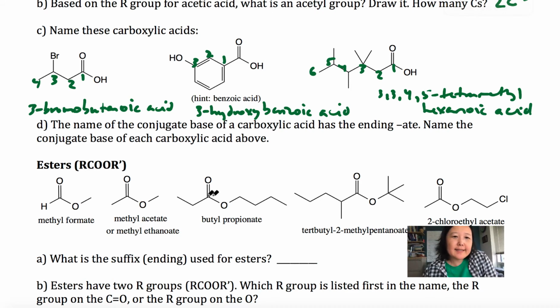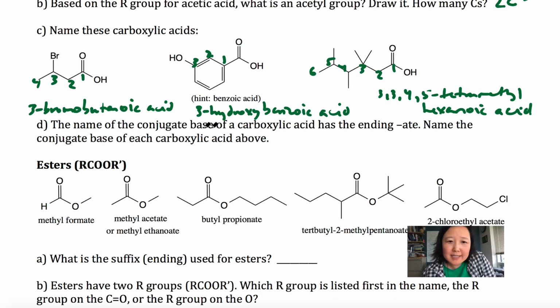All right, for these, I've got 3-bromobutanoic acid. For this one, benzoic acid, we actually can count it at 1 here. So 1, 2, 3, 3-hydroxybenzoic acid. That's an exception where you don't count this carbon because it's already in the name, benzoic acid. And then this one is a hexanoic acid with lots of methyls, 3,3,4,5-tetramethylhexanoic acid.